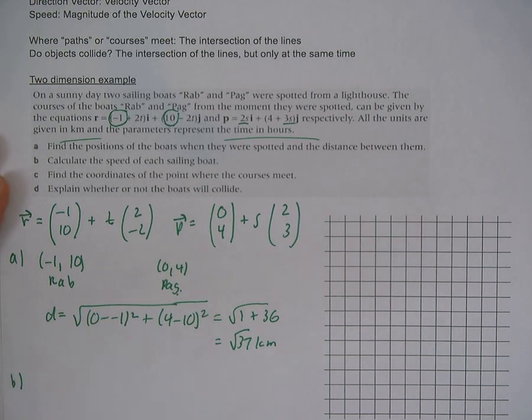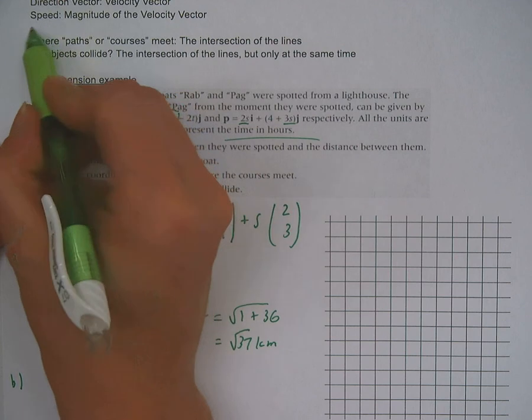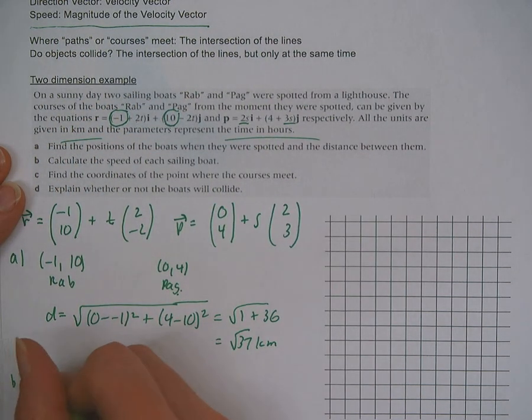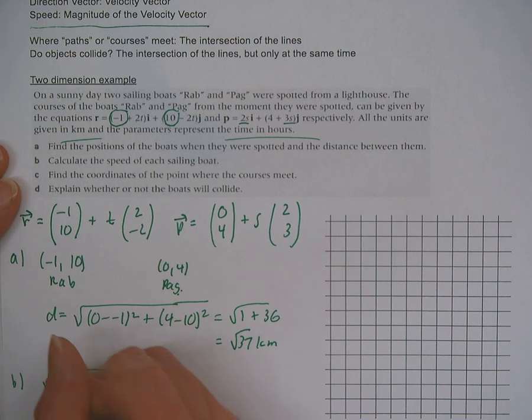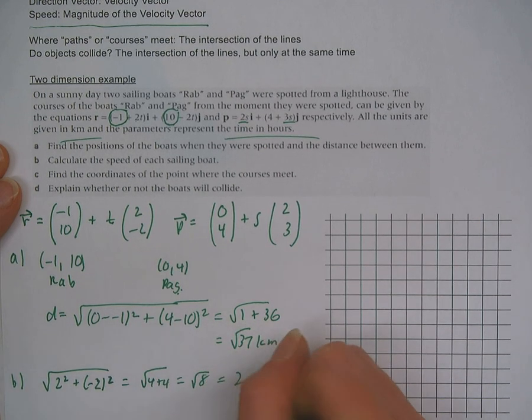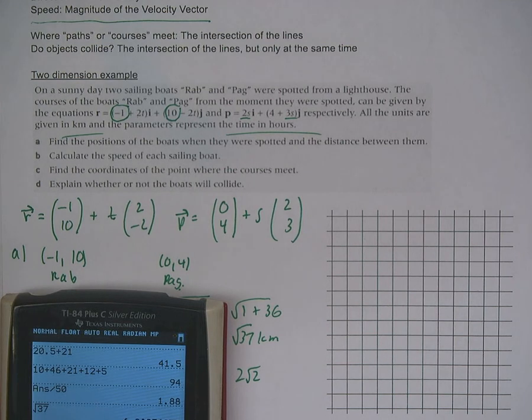Part B, calculate the speed of each sailing boat. So the speed is just going to be the magnitude of our velocity vector. So we're going to take our 2, -2, and find the magnitude of that. So we get rad 8. So simplified radical form would be 2 radical 2. Again, feel free to make that into a decimal if you prefer.